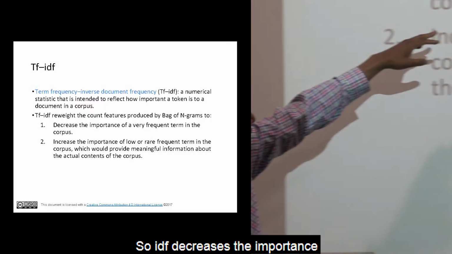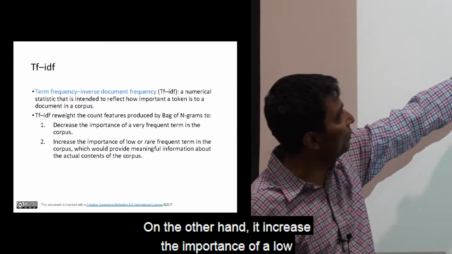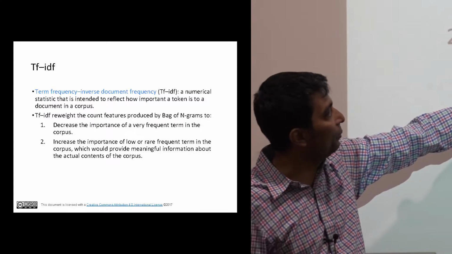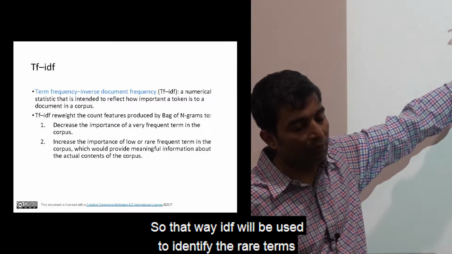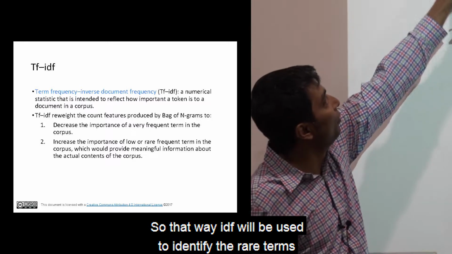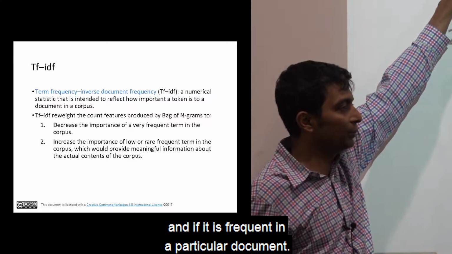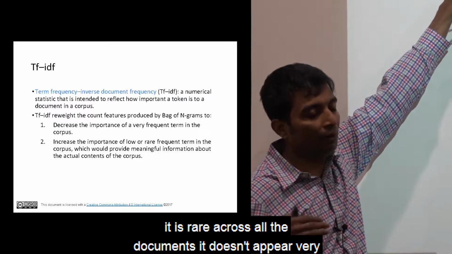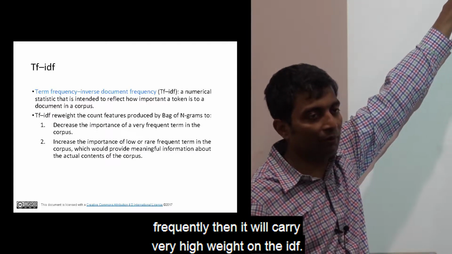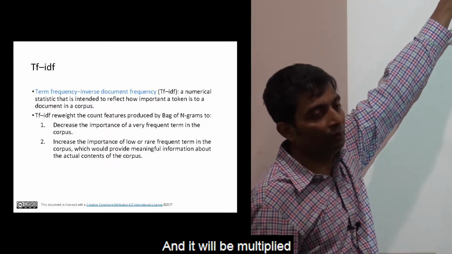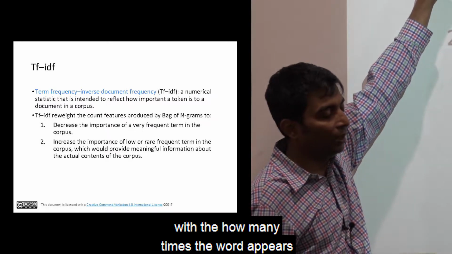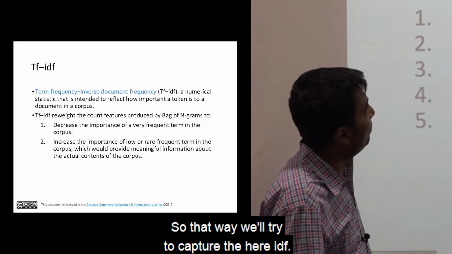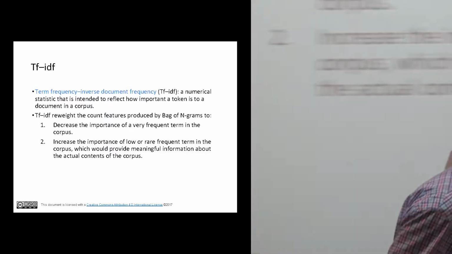That will be captured by the IDF. So IDF decreases the importance of very frequent terms in the corpus. On the other hand, it increases the importance of low-frequency or rare terms in the corpus. So that we try to capture. That way, IDF will be used to identify the rare terms, and if a term is frequent in a particular document, and on the other hand it is rare across all the documents, it doesn't appear very frequently, then it will carry a very high weight on the IDF, and it will be multiplied with how many times the word appears in the document and so on. So that way we will try to capture the TF-IDF.